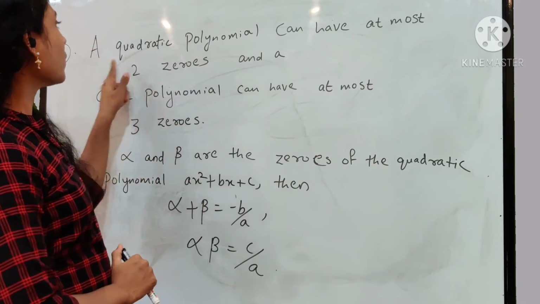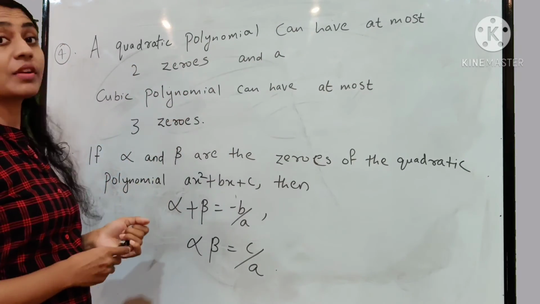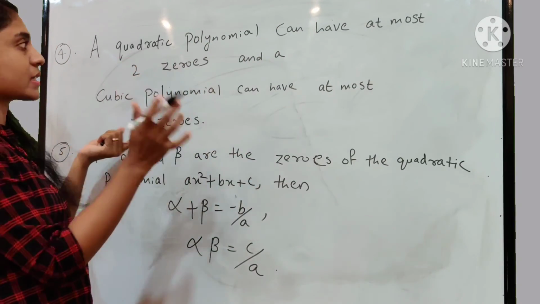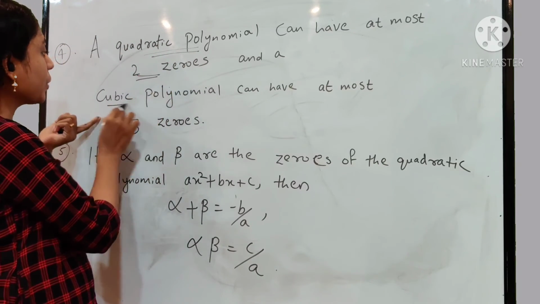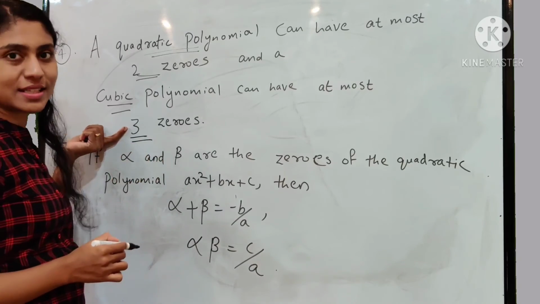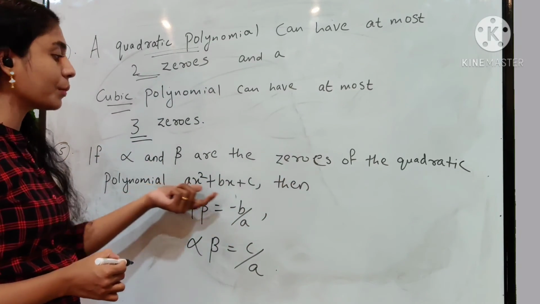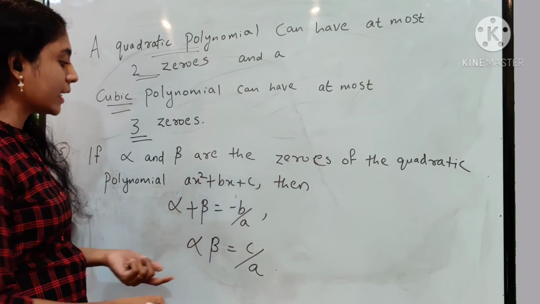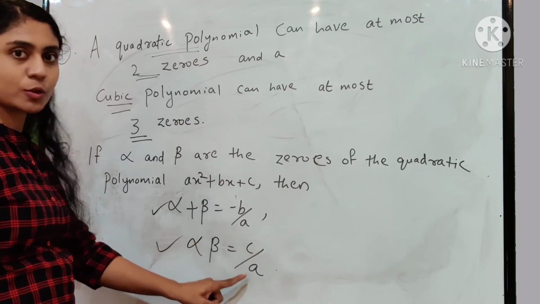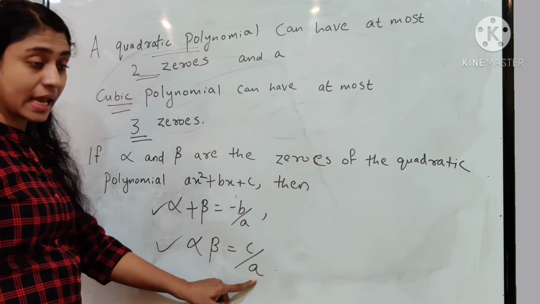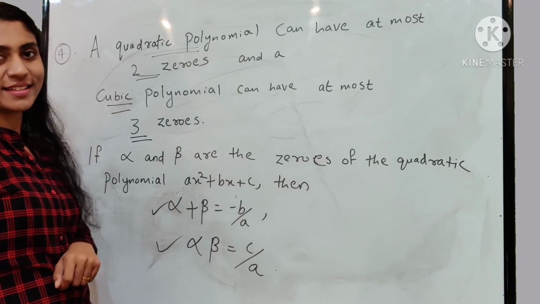Next point, a quadratic polynomial can have at most 2 zeros and a cubic polynomial can have at most 3 zeros. At most means maximum. So a quadratic polynomial should have maximum 2 zeros and a cubic polynomial should have maximum 3 zeros. Next point, if alpha and beta are the zeros of the quadratic polynomial ax square plus bx plus c, then alpha plus beta is equal to minus b by a and alpha beta is equal to c by a. Where a is the coefficient of x square, b is coefficient of x and c is the constant term.